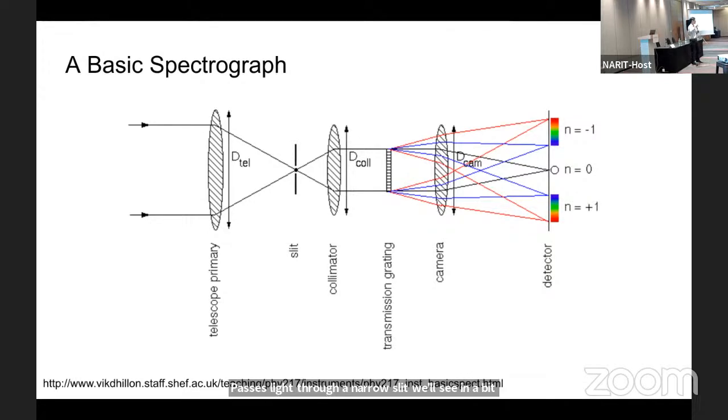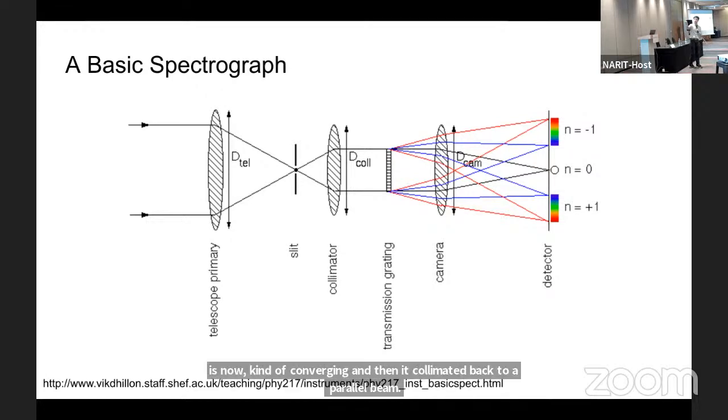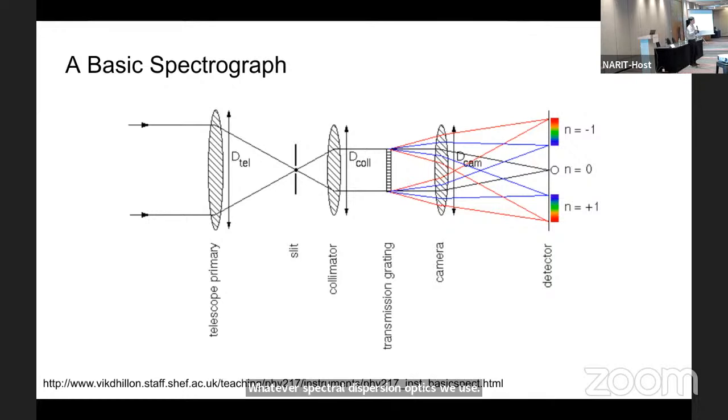And then there's a second piece of optics called a collimator. What this does is that it takes this crossing beam of light that is now converging, and then it collimates it back to a parallel beam. And this is because whatever spectral dispersion optics we use is best operating in this collimated beam. If you put a grating into a diverging or converging beam, it can work, but the computation becomes more difficult, and also the results are not as good.